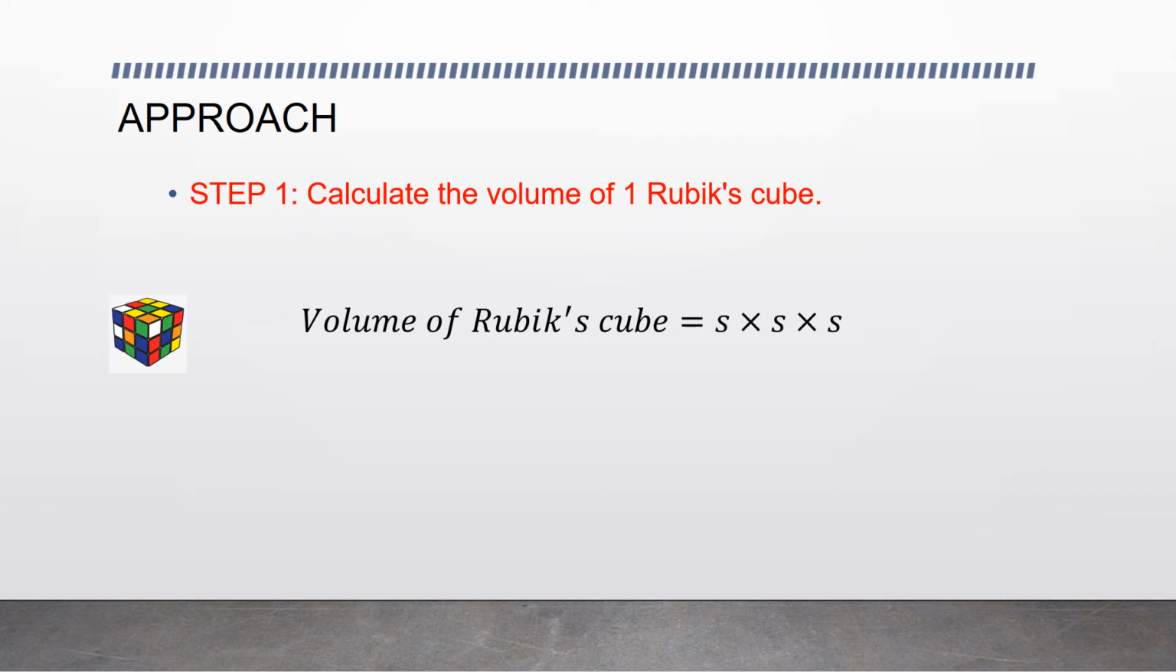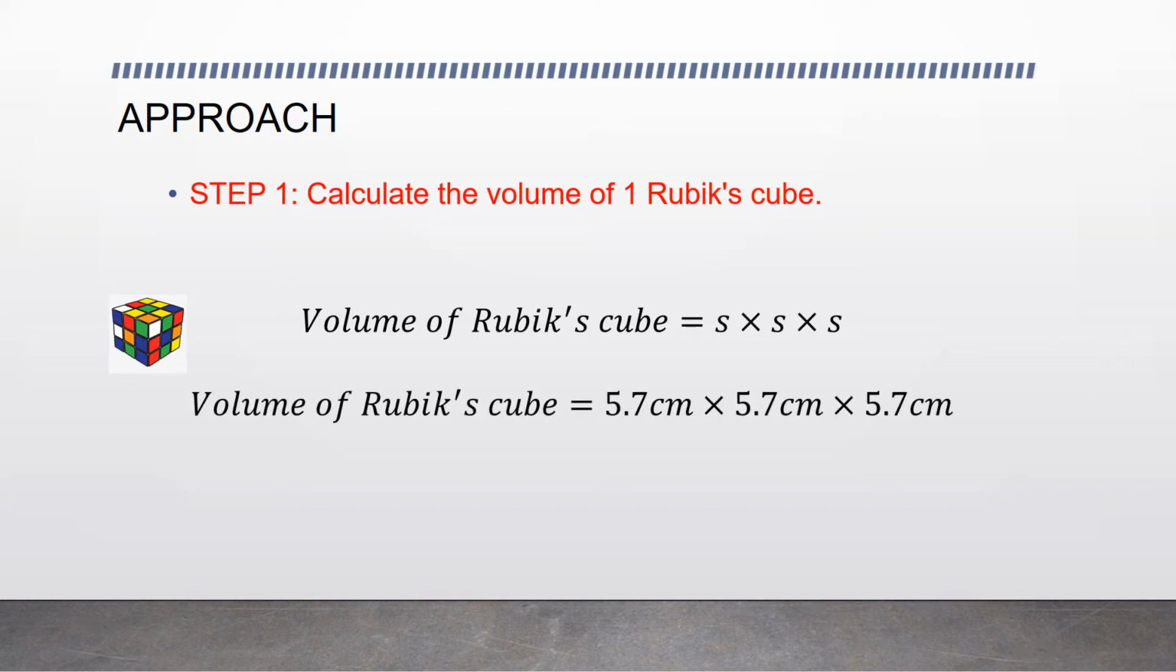Alright, so the Rubik's Cube, as the name suggests, is a cube with all the dimensions equal in length. So when we do the substitution, we have 5.7 centimeters being multiplied 3 times by itself. The volume of the cube, after finding the product for those 3 lengths, is 185.193 cubic centimeters.